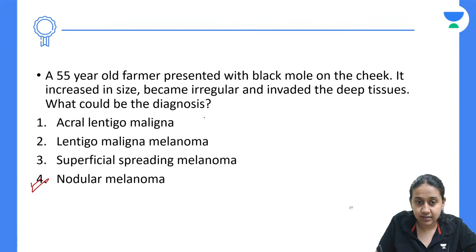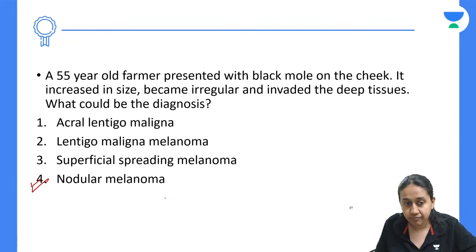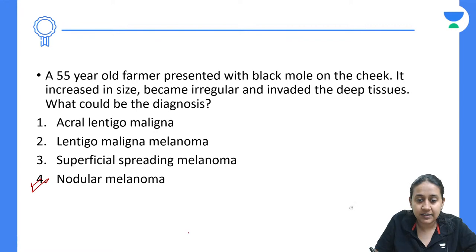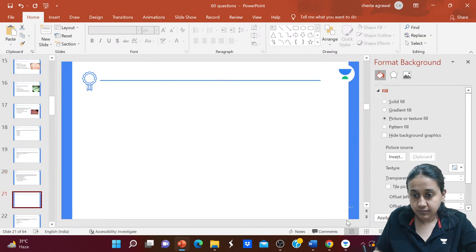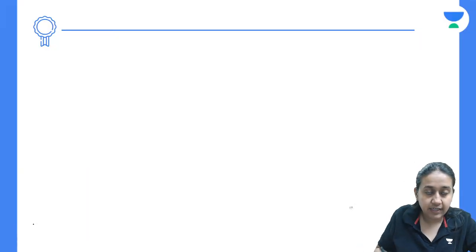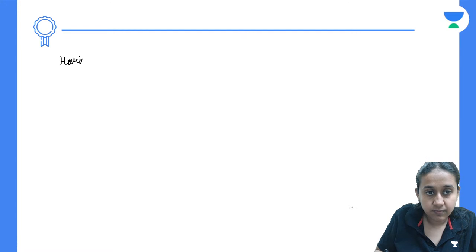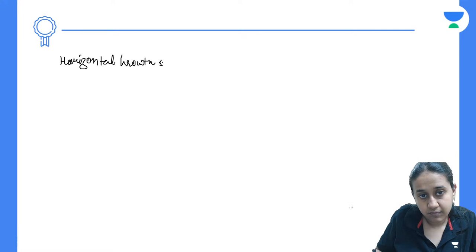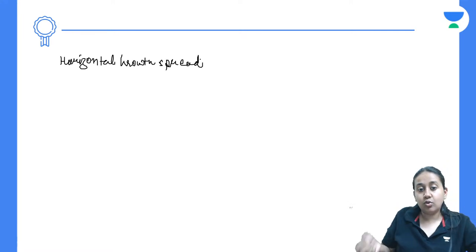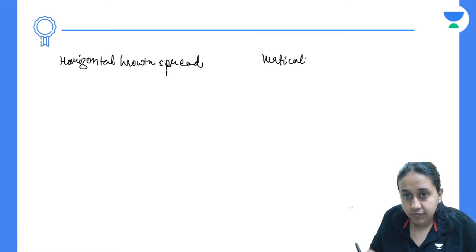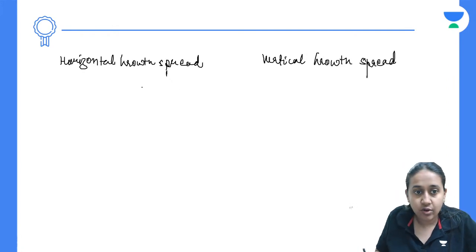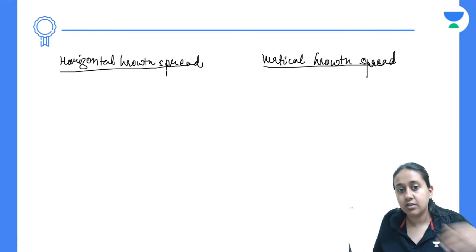Now one thing is that it is a melanoma, this we are clear. But why is it nodular melanoma? So please remember, we have divided melanoma into two broad categories. Those variants where you have horizontal growth spread, and those varieties where you have vertical growth spread.